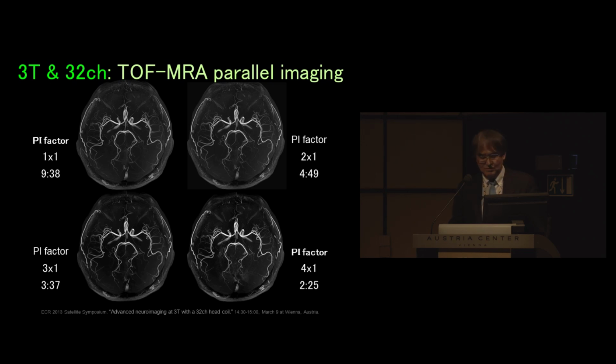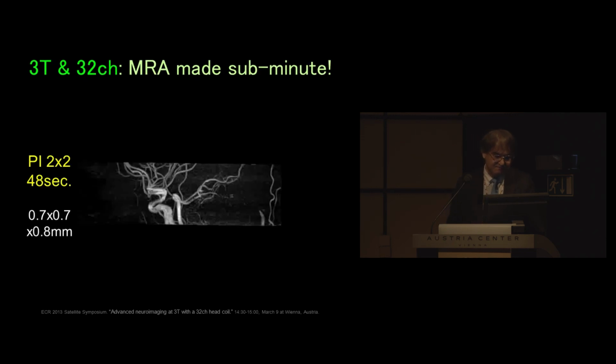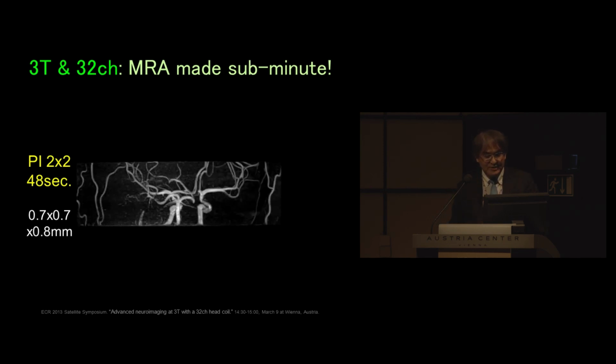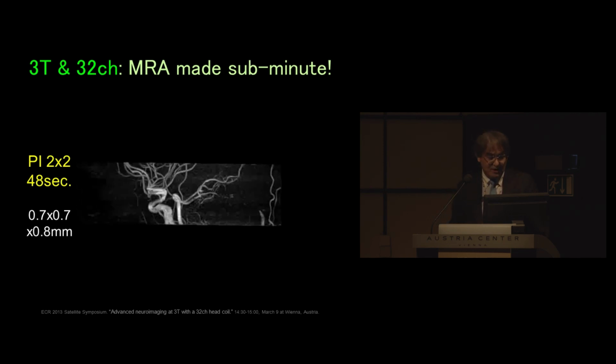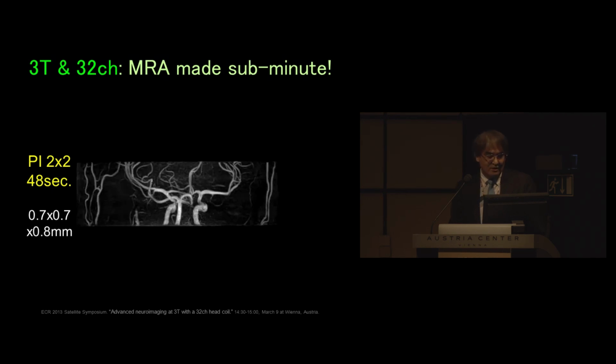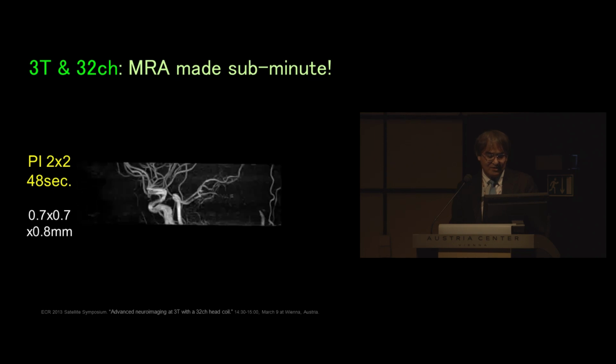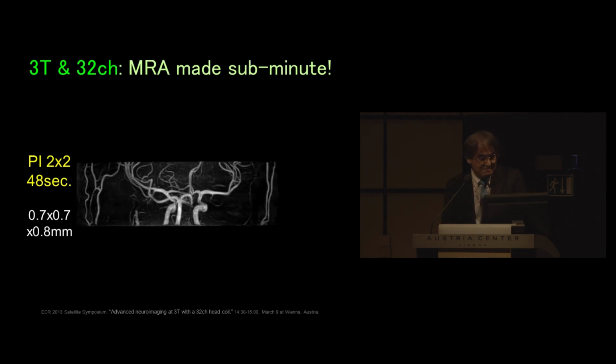So what should we do? We go 2 by 2. Then in almost the same time, we can get rid of that kind of artifact. And visualization of the small arteries is almost the same as without parallel imaging. If you select a very limited area and apply a 2 by 2 parallel imaging factor, then in 48 seconds, you can have this kind of coverage of the MR angiography.